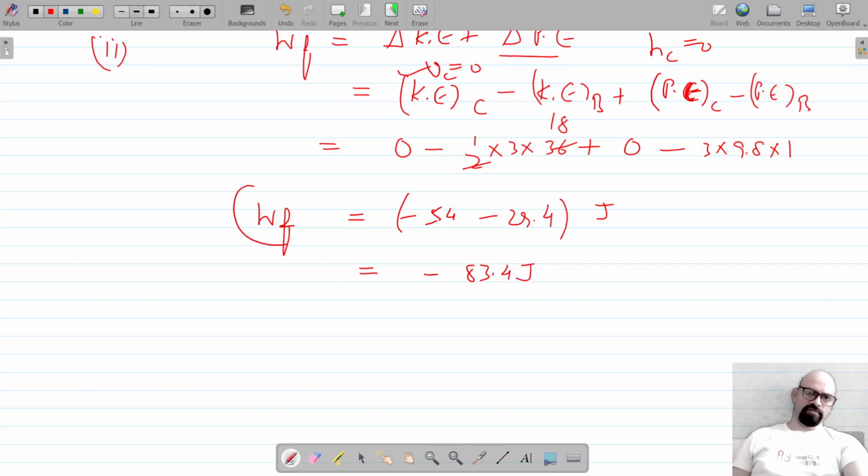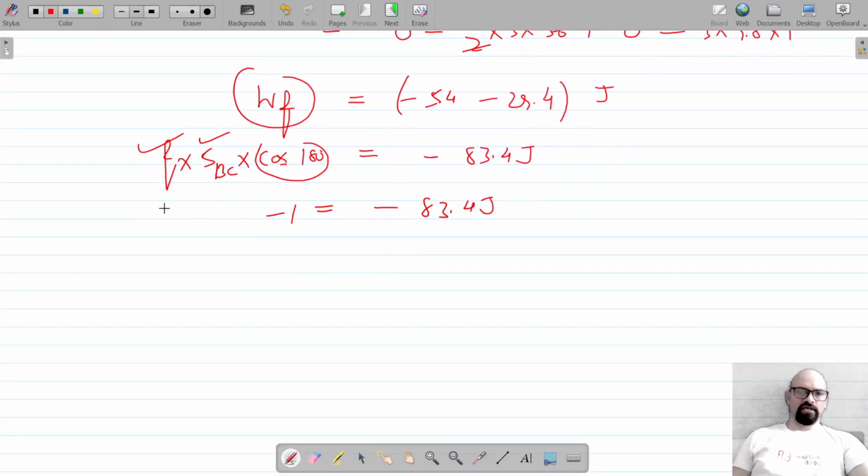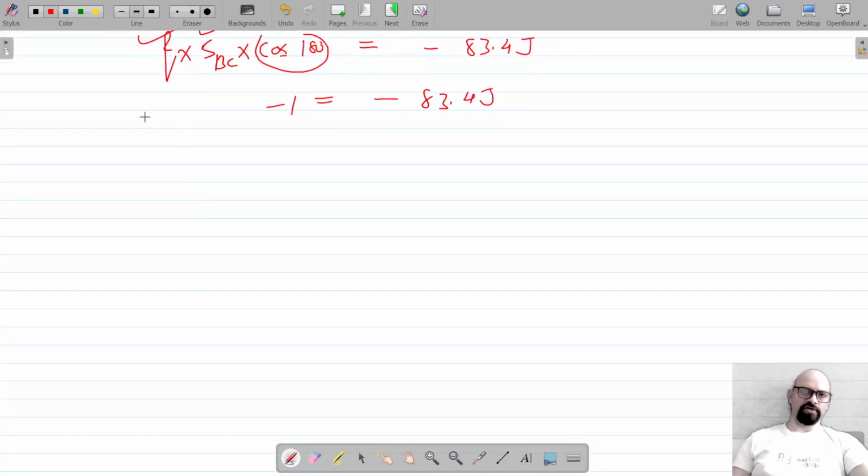83.4 joule. This is the work done by the force of friction while moving from B to C. Work done by the force of friction is the force of friction into displacement from B to C into cos of 180 degrees, because the force of friction and the displacement are both in opposite directions, and cos of 180 is minus 1. So this is equal to negative 83.4 joule. It's given that we have to assume the force of friction to be the same, so let's take the force of friction as 3.35, and we have to find the distance moved from B to C.